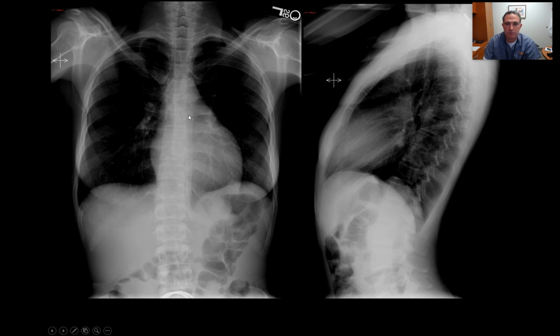Tiniest little sternal wires you've ever seen. Tiny little, she had it done when she had congenital heart disease and had it done when she was a kid, and now she's an adult. Just thought that was kind of neat.